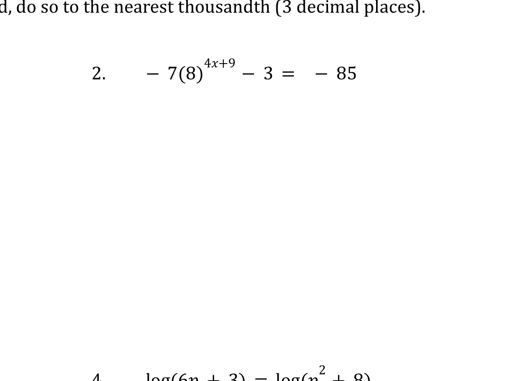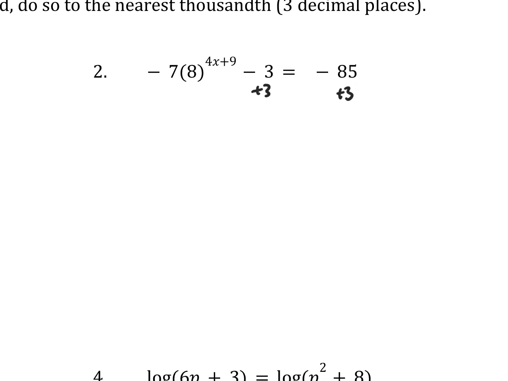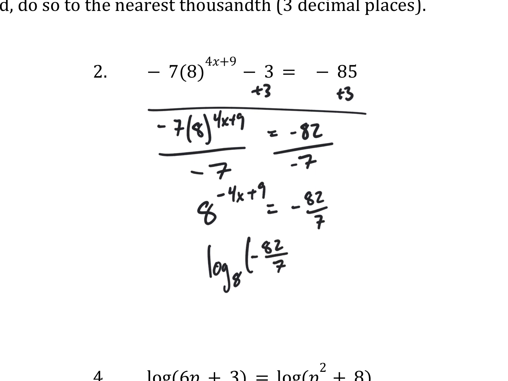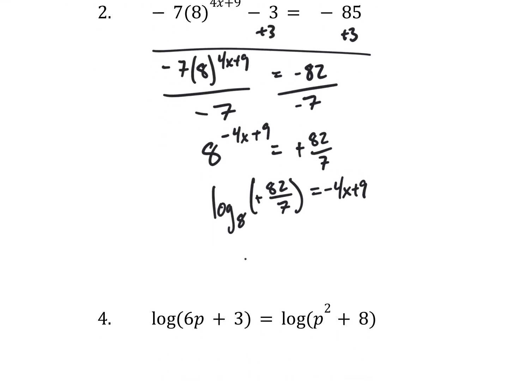Okay, number 2, add 3. Divide both sides by 7. Should be negative, sorry. That doesn't reduce, so I'm going to keep it. Oops, this should be positive now. My fault. Okay, equals negative 4x plus 9. Subtract 9, divide both sides by 4. I get x equals 1.9542.